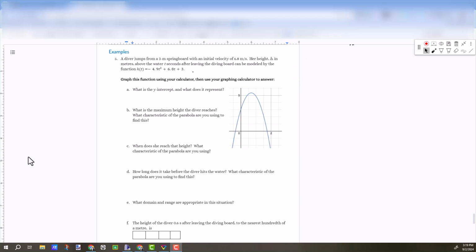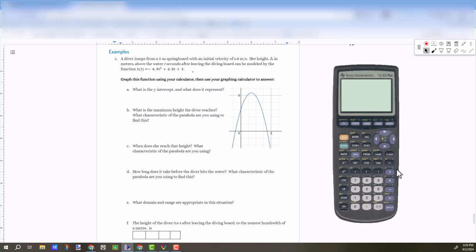Okay, question 5. A diver jumps from a 3-meter springboard with an initial velocity of 6.8 meters per second. Her height h in meters above the water t seconds after leaving the diving board can be modeled by the function h of t equals negative 4.9 t squared plus 6.8 t plus 3. It asks us to graph this function using your calculator, then use your graphing calculator to answer the following. So first of all, let's get the calculator out.